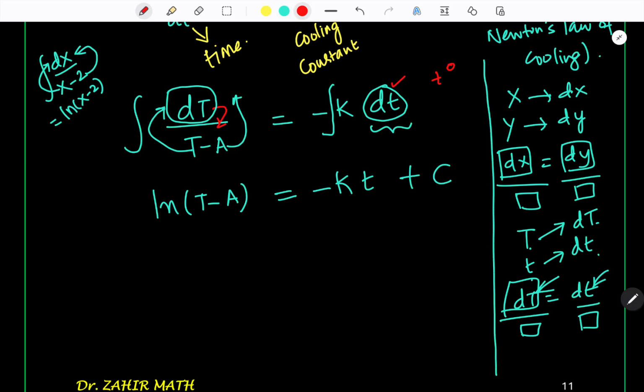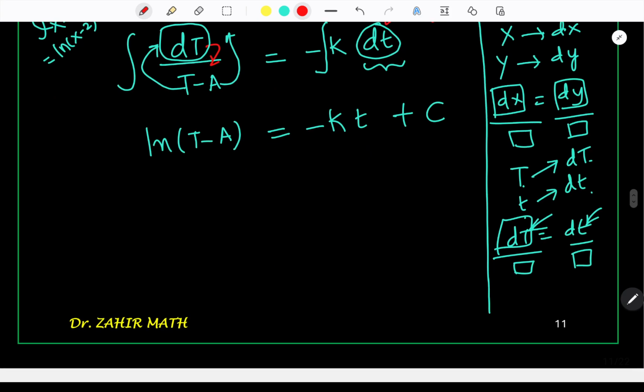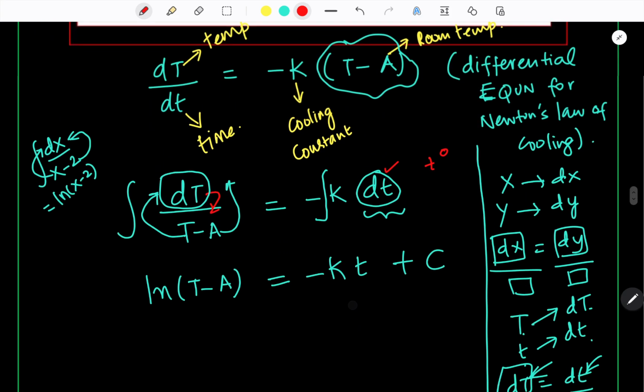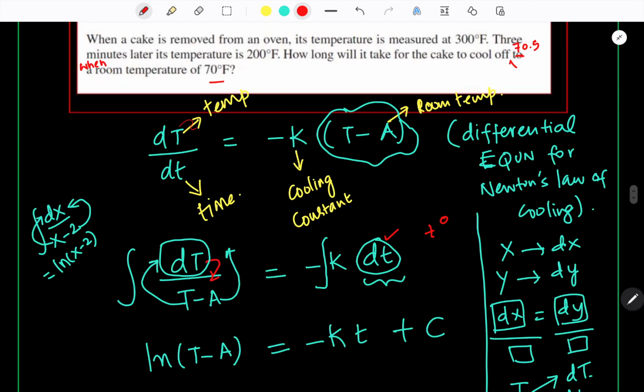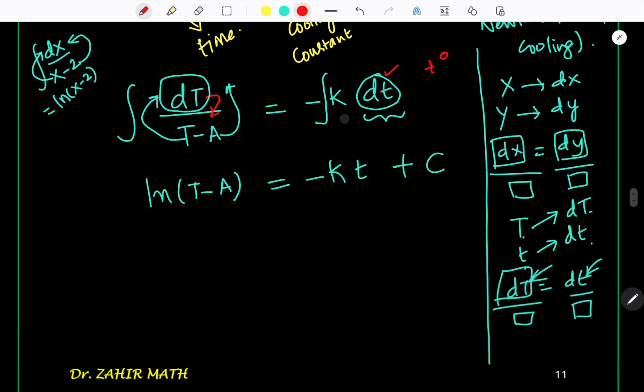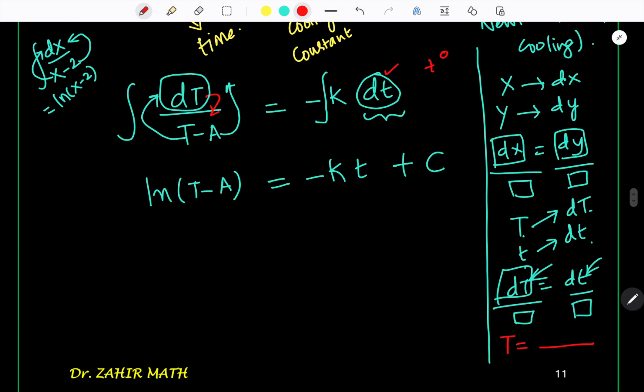Okay, right. Now what is our work? This is a differential equation, like dy by dx, so I need to find this. You need to bring the equation to T is equal to. You need to bring the answer, right? So T is inside ln, so it is cancelled by e.